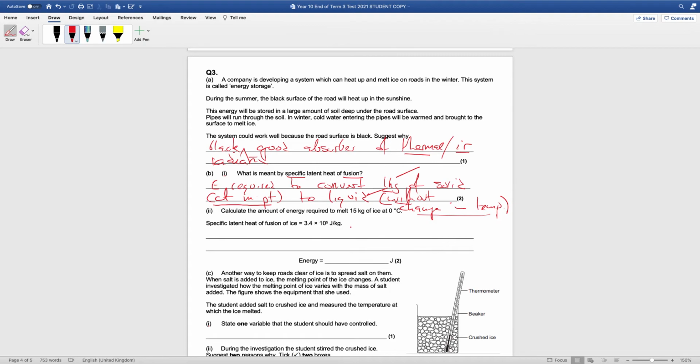Calculate the amount of energy required to melt 15 kilograms of ice at 0 degrees C. Well, the energy is, of course, the mass times the specific latent heat of fusion, which is 15 kilograms, it is at its melting point, times 3.4 times 10 to the 5. And that gives us 5.1 times 10 to the 6 joules. And of course, we're given the units, but always think about your units.